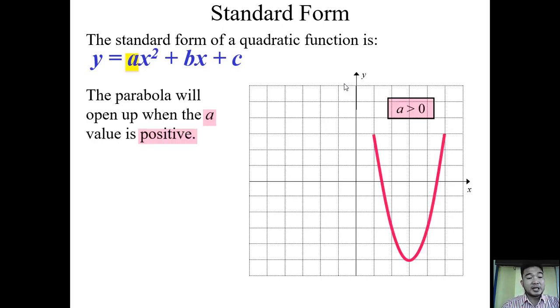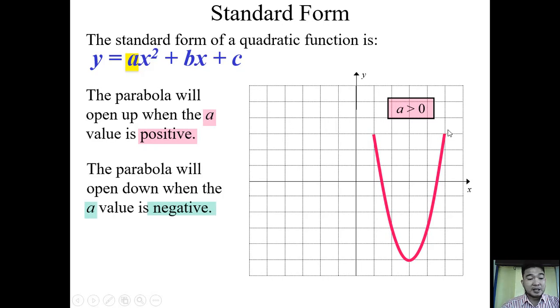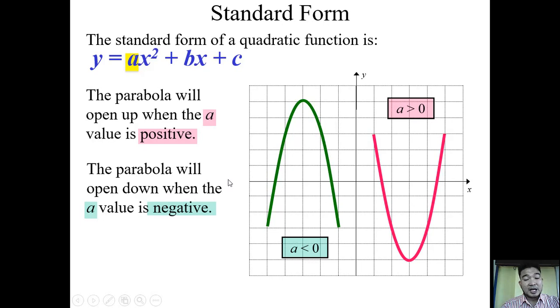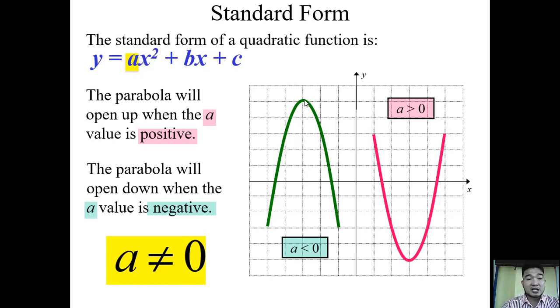The parabola will open up when the a value is positive. So if a is a positive integer or if a is greater than 0, then the parabola will open up like this. And then if the parabola will open down, then the value of a is negative or a is less than 0. And take note that a must not be equal to 0. As I've said earlier, if a became equal to 0, then that's not a quadratic function anymore.